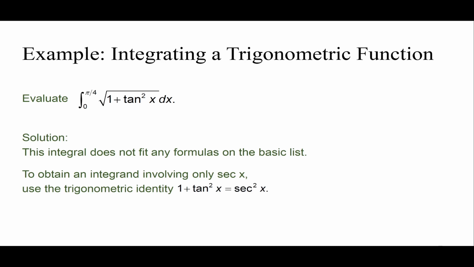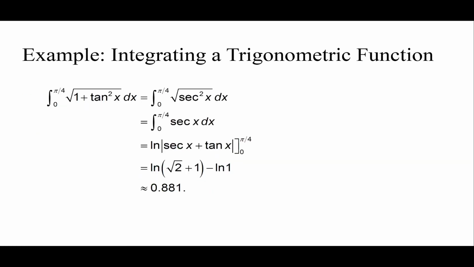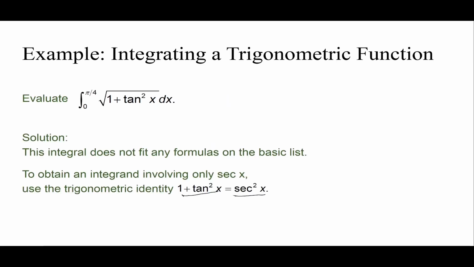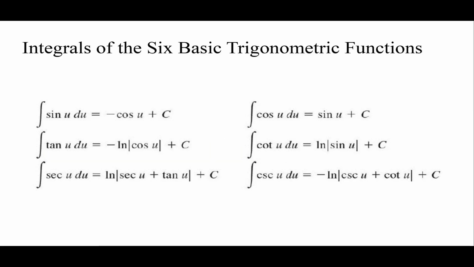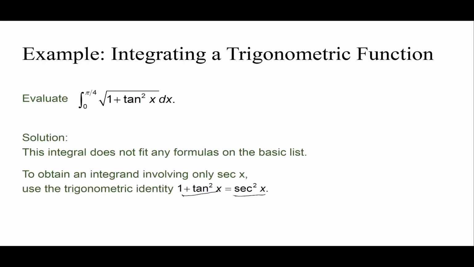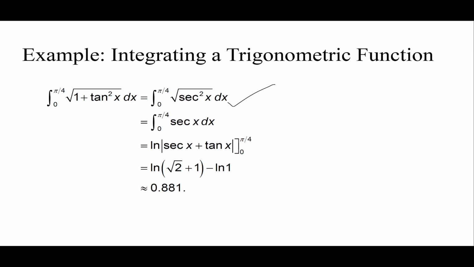This integral does not fit any formula on the basic list. So first of all, change this 1 plus tan squared x into secant squared x. By doing that, now this problem looks familiar. The square root of secant squared x is secant x. And now we do have the formula. If you go back and check the formula list, you can see that this is the formula we can use. The integration of secant u is ln absolute value of (secant u plus tan u) plus c. And because of that, this is the integration.